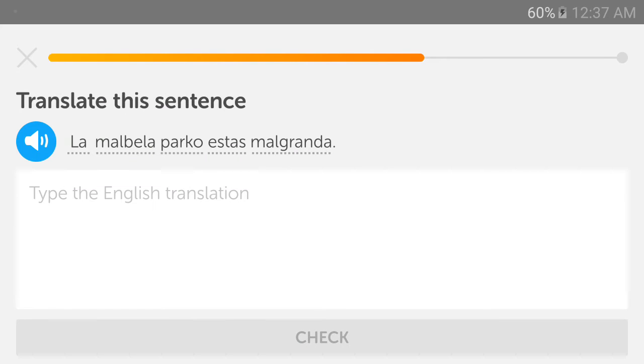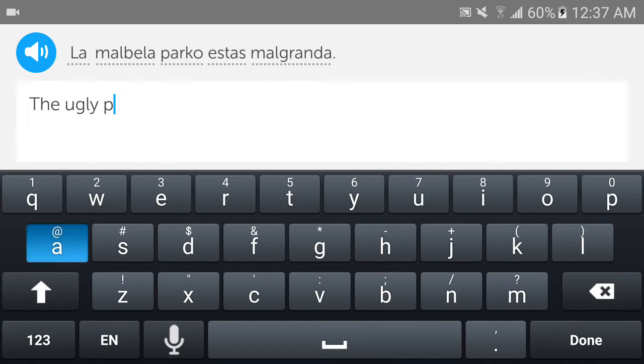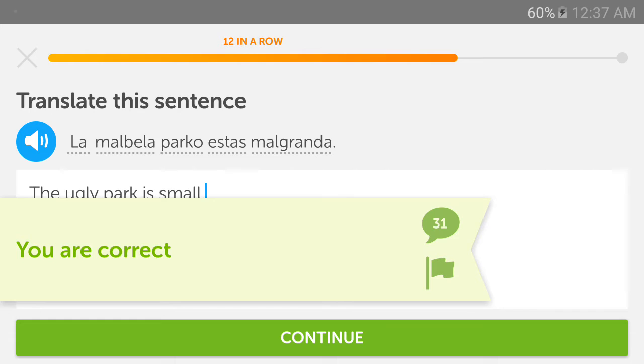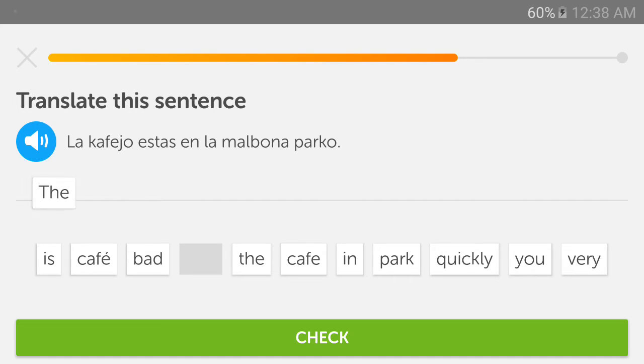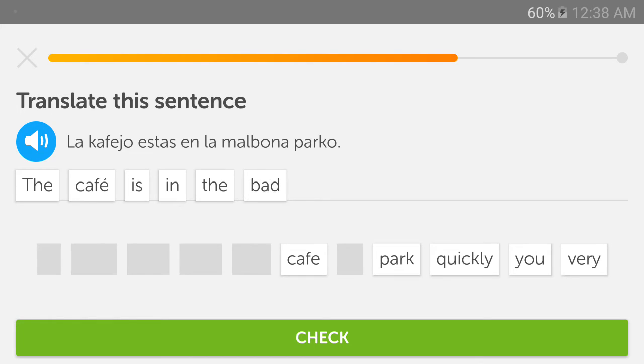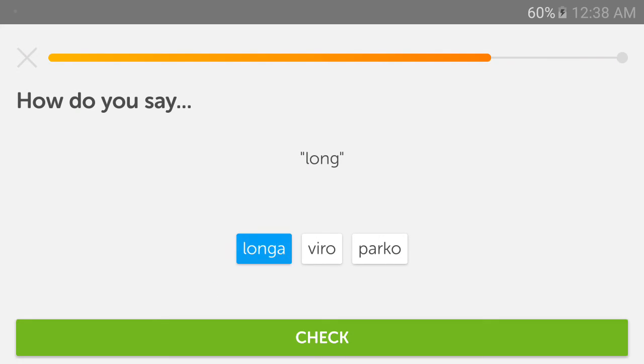La malbela parko estas malgranda. The ugly park is small. Okay. La kafejo estas en la malbona parko. Okay. The cafe is in the bad park? Must be a bad part of town. An ugly part of town. How do you say long? Longa.